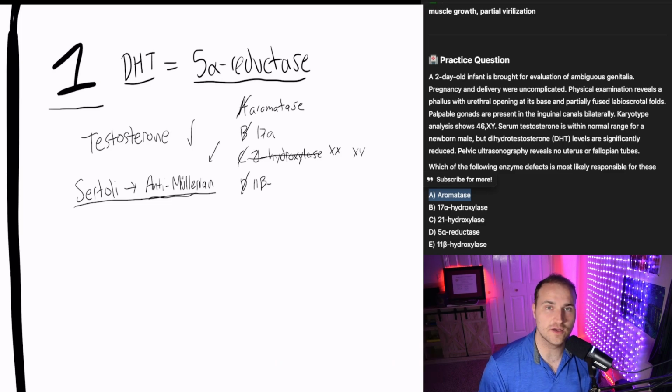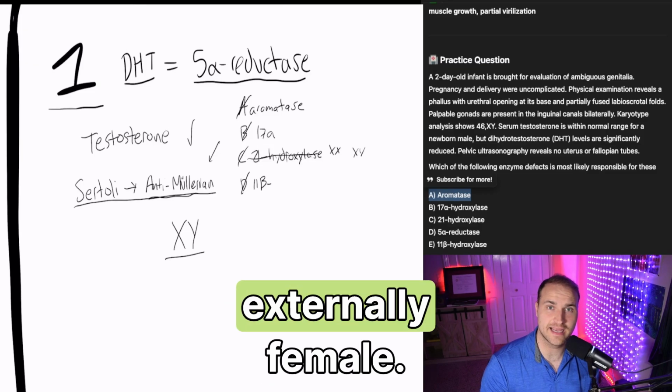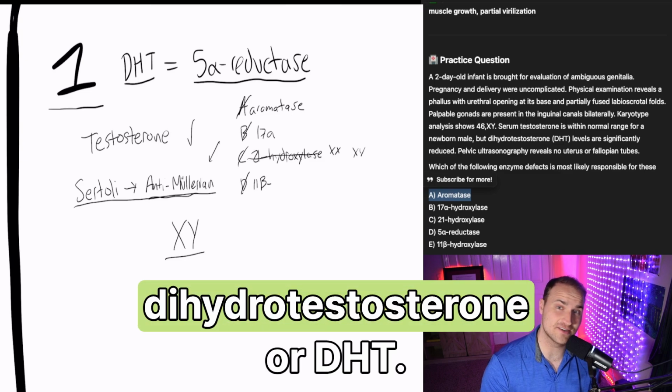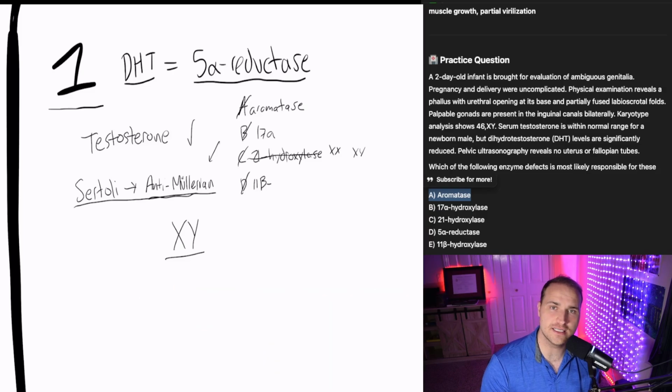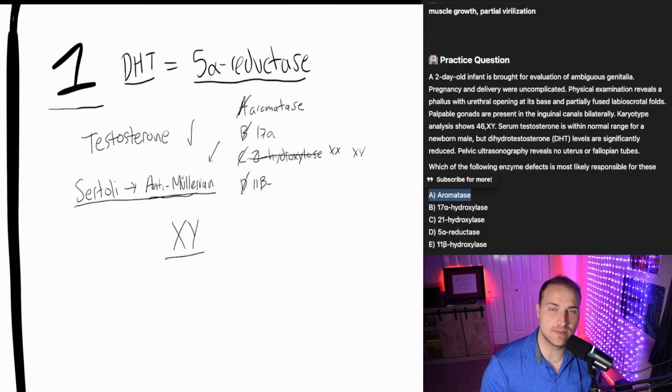And so it's important to know that some newborns with XY can be born looking externally female. And it happens when the body can't properly convert testosterone into a more potent form called dihydrotestosterone, or DHT. And DHT is what sculpts the external male genitalia. Without it, the baby forms normal male internal ducts from testosterone action. But the outside looks ambiguous, or even female at birth.